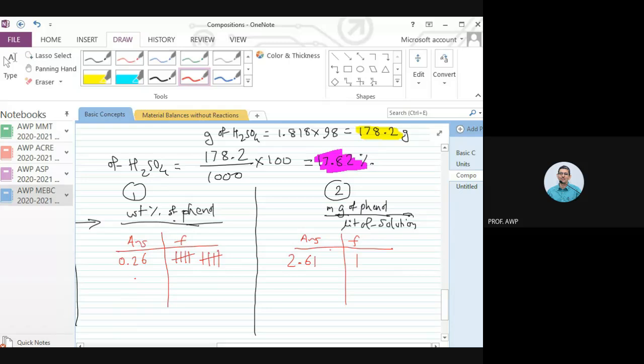Second one, milligrams of phenol per liter of solution. 2.61, 2.6. We'll just wait for other people. Some more people. Yes, sir. First one is 0.26.